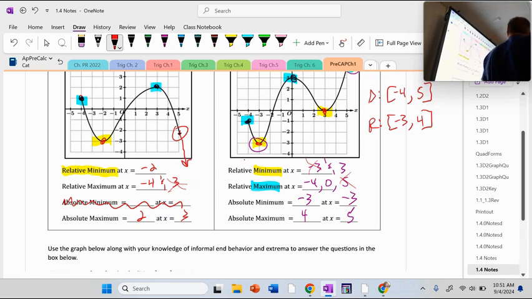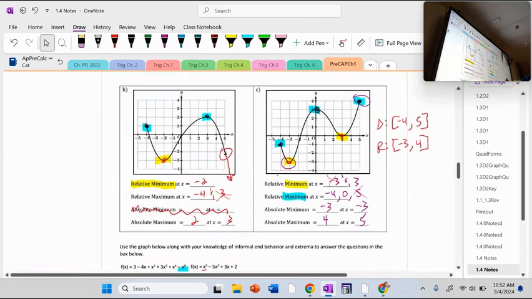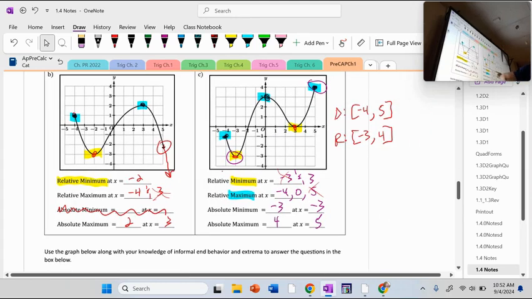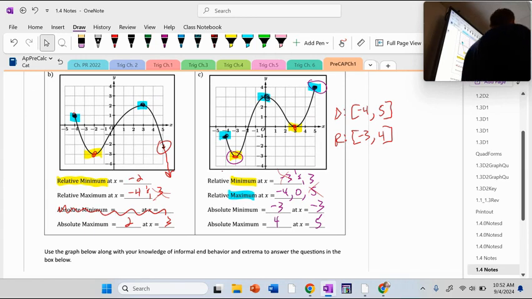And then over here, different little picture. I just wanted the relative minimum at -3. Move that down a little bit. Not -3. -3 is where an absolute is. So I moved that to absolute and I crossed that off.